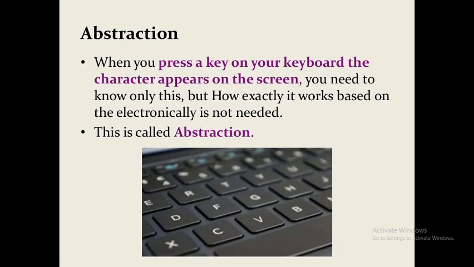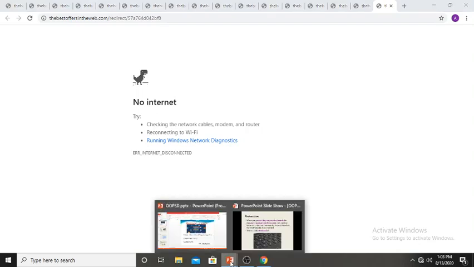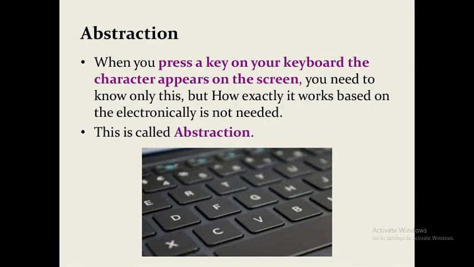If I take a simple example, when we press a key on the keyboard, that particular character appears on the screen. We never worry about how exactly it works, because that is not required. The keyboard has plenty of buttons, but the moment I press a particular button, only that character is displayed on the screen. So that is what is called data abstraction.